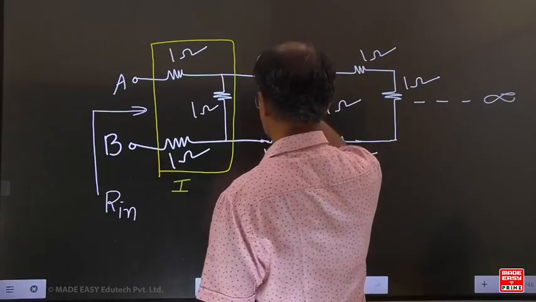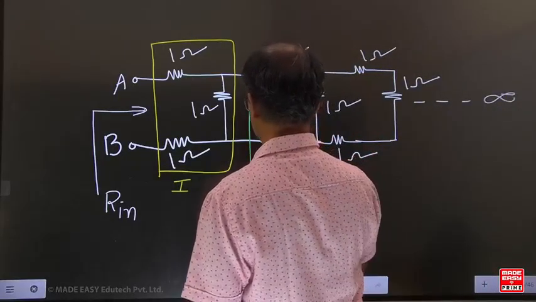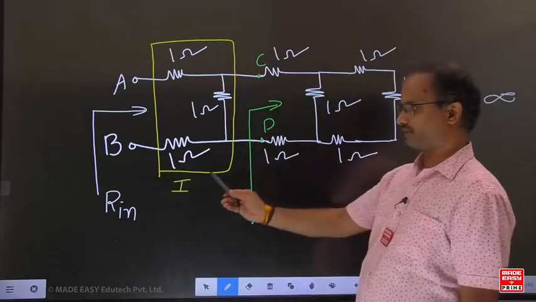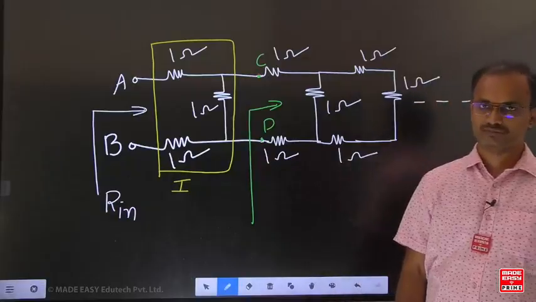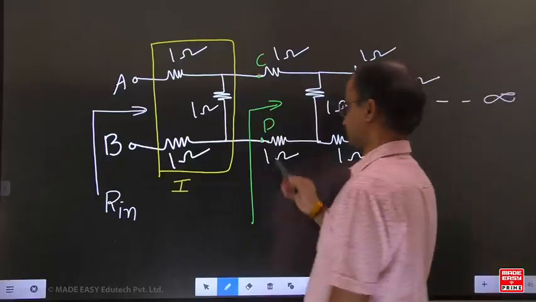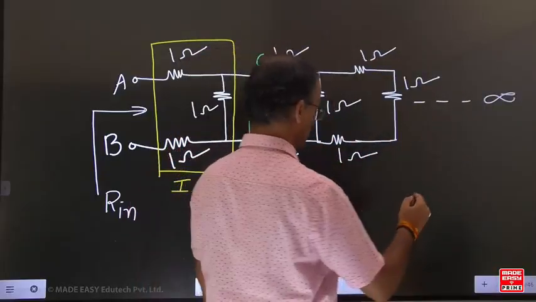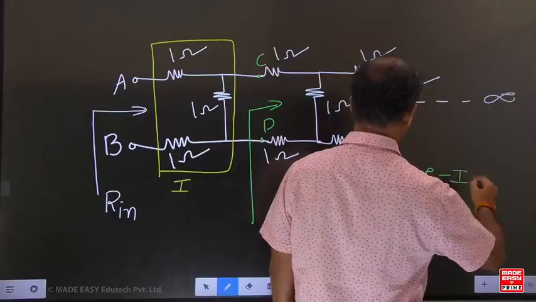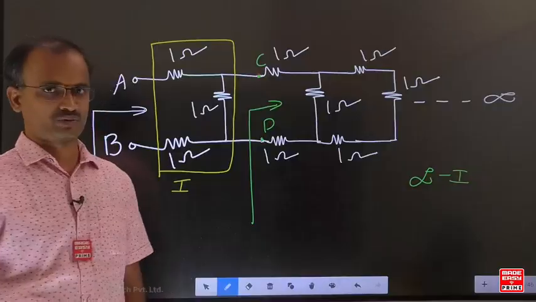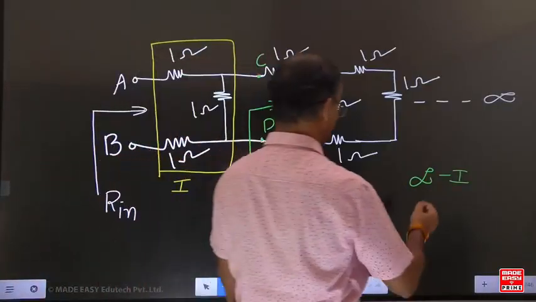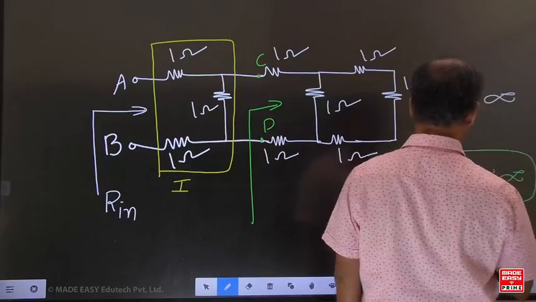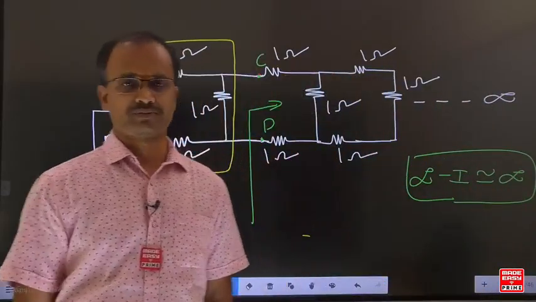Come to the point C and the D. If you are looking at the point C and D, one section is excluded. If one section excluded with respect to CD points, total how many sections are there? Infinite minus 1 sections are there. What is infinite minus 1 sections equal to approximately how many sections? Infinite.